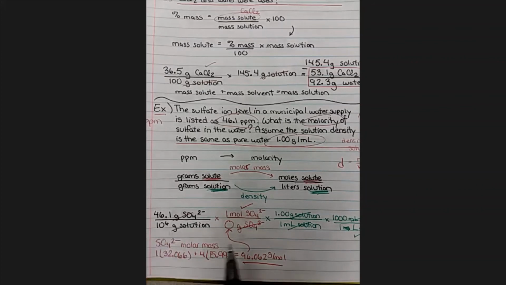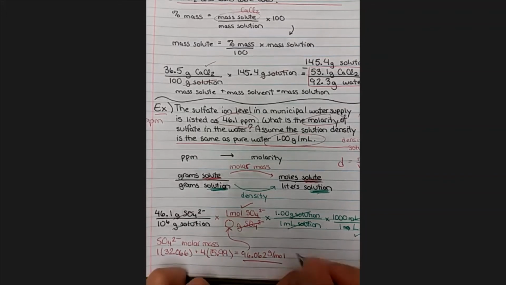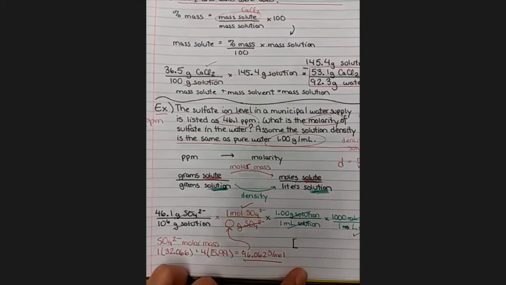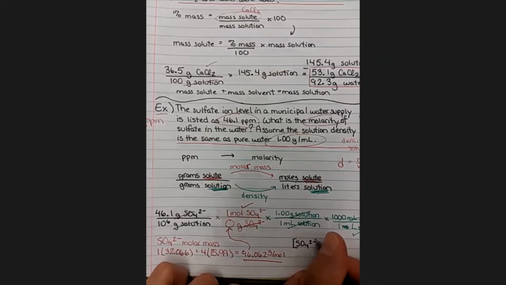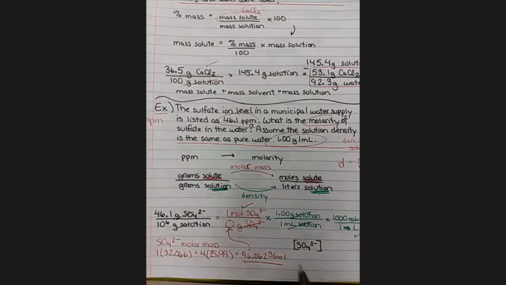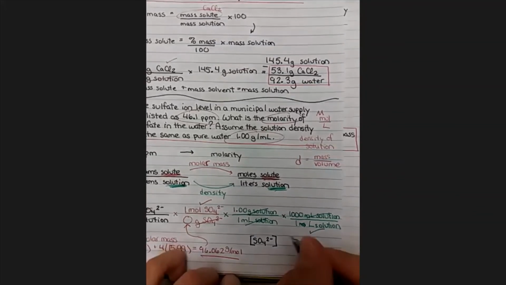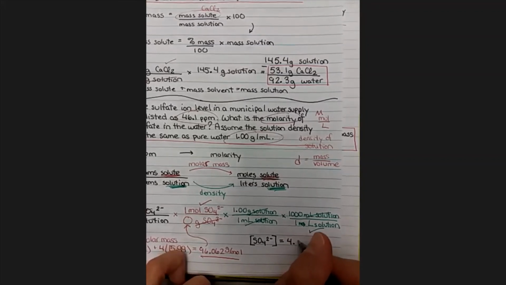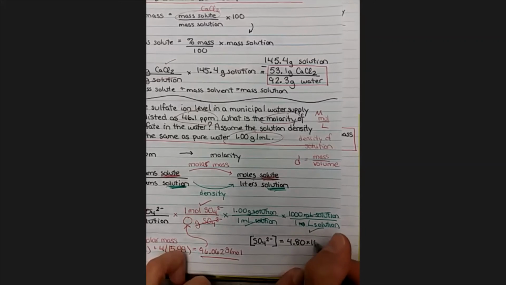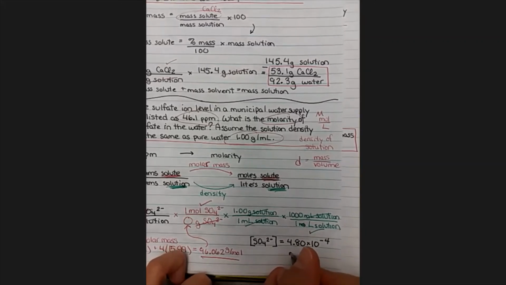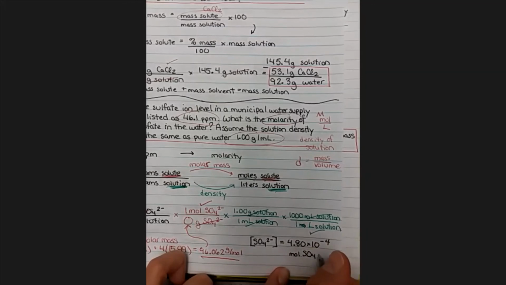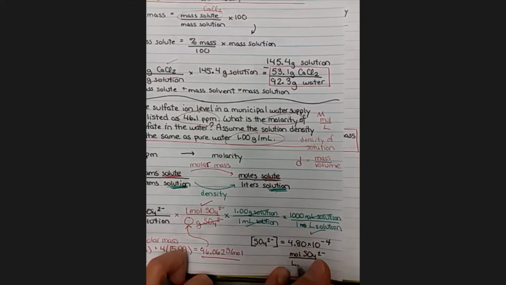46.1 divided by 1 million divided by 96.062 times 1 times 1,000. And what we're going to get is the molarity. And another way that we can represent the molarity instead of writing the word all the way out is to write the compound the molarity belongs to and to put it in brackets. So SO4 2- in brackets means sulfate molarity. And if you plug that into your calculator, you should reach an answer of 4.8 times 10 to the negative 4th, and our units are going to be moles of sulfate per liters of solution.